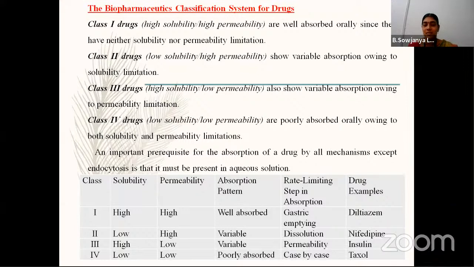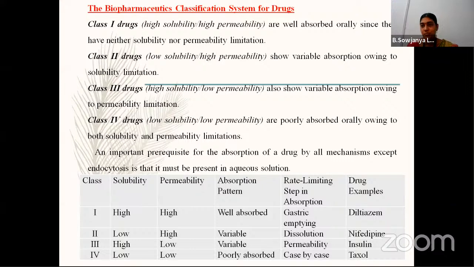The next class is class 3. High solubility but low permeability. Solubility is there, whatever the drug, it easily dissolves into solution and goes into solution form, but penetrability is not there. So variable absorption and permeability limitation is observed in class 3 drugs.